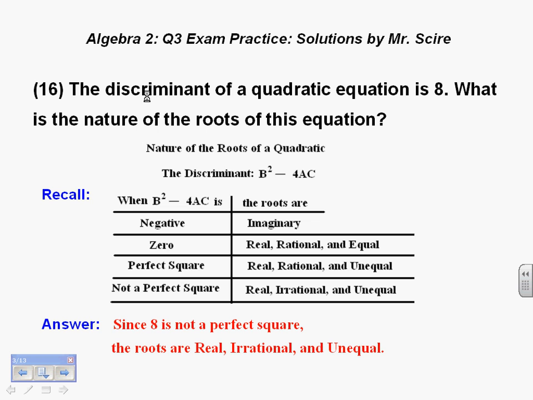In problem 16, we're given that the discriminant of a quadratic equation is 8. Okay, we have this chart that you should commit to memory. We notice that since 8 is not a perfect square, the roots are real, irrational, and unequal. Okay, so real, irrational, and unequal.